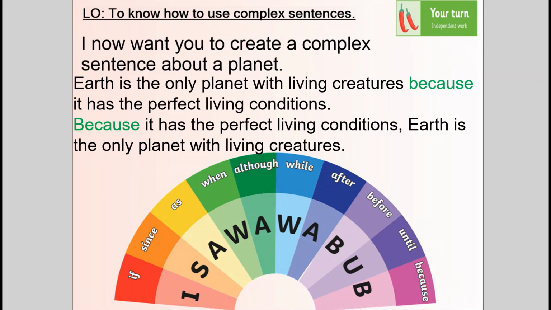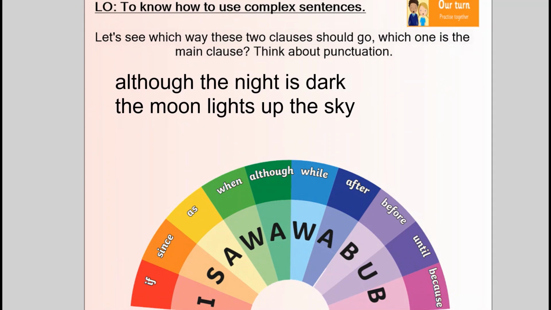Okay, welcome back. Hope you've had some time to think about a sentence about the planets, and let's move on. Now, I want to see which way these two clauses could go and which one is the main clause and which one's subordinate. So now I can already see that the first sentence, although the night is dark, is a subordinate clause because it starts with one of my subordinating conjunctions, although. The moon lights up the sky is a main clause because that makes sense by itself.